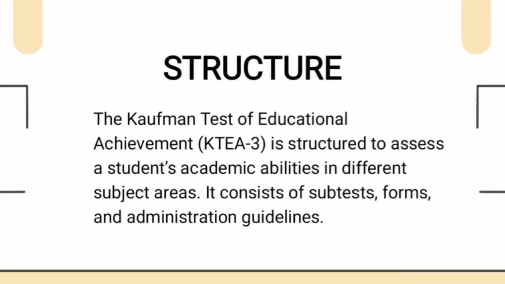Structure. The Kaufman Test of Educational Achievement is structured to assess a student's academic abilities in different subject areas. It consists of subtests, forms, and administration guidelines. This structure design ensures that the KTEA effectively evaluates a student's academic performance, helps diagnose learning disabilities, and tracks educational progress over time.